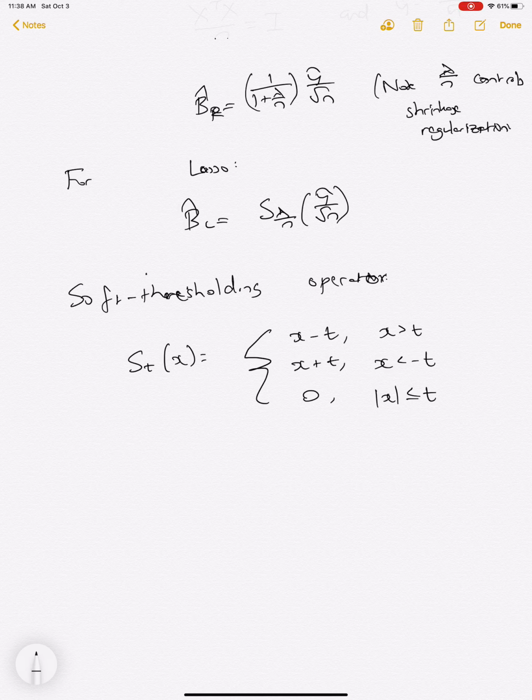So essentially you can see that lambda over n controls regularization or shrinkage. But the lasso and ridge estimators do it in different ways, and the least squares does no regularization at all. Okay.